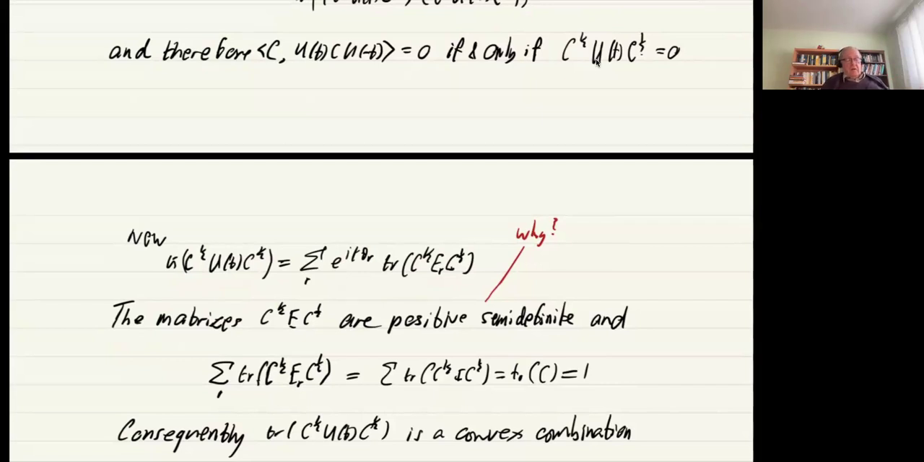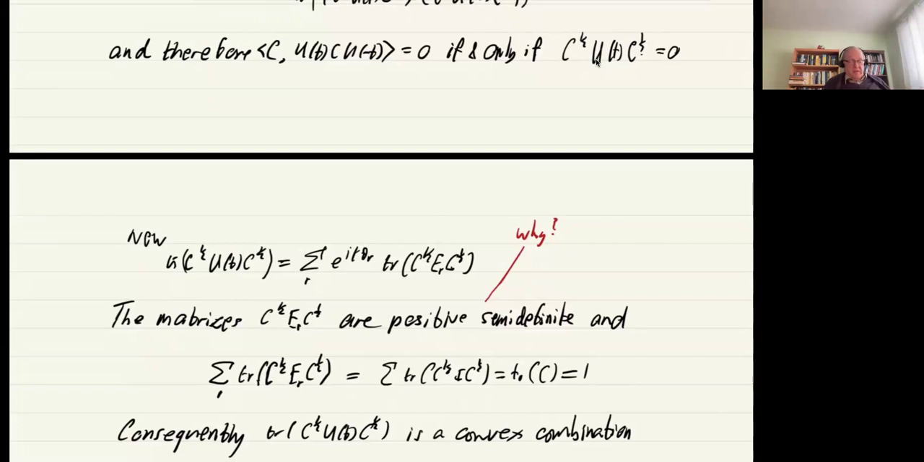Okay, now the E sub r is positive semi-definite and C is symmetric, so it follows that this is positive semi-definite. So these matrices C, E are positive semi-definite, and so their eigenvalues are non-negative, and the trace, the sum of the traces of these things, sum over r of these traces.